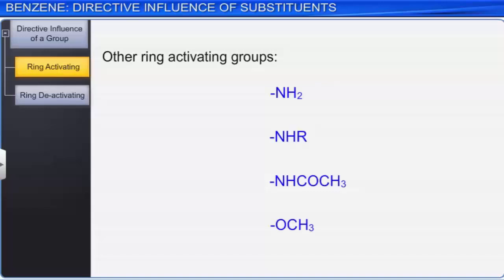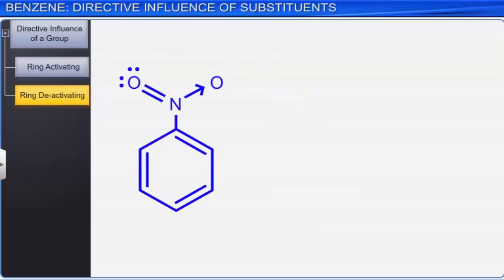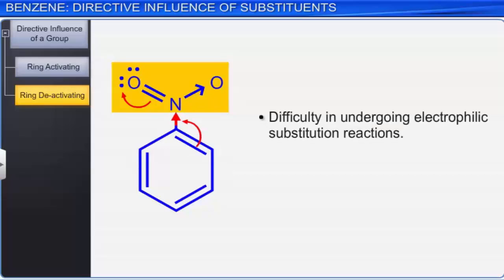On the other hand, the nitro group in nitrobenzene, due to the minus resonance effect, withdraws the electrons towards itself. Thus, the electron density in the ring decreases. Due to the minus resonance effect of the nitro group, it becomes difficult for the ring to undergo further electrophilic substitution reactions. Therefore, the ring is said to get deactivated.